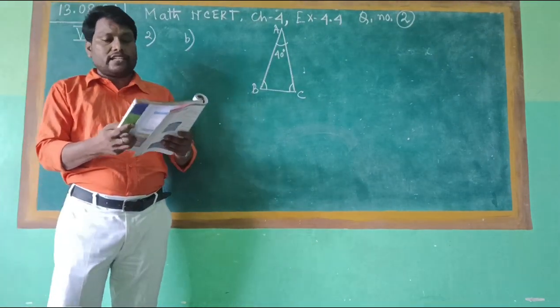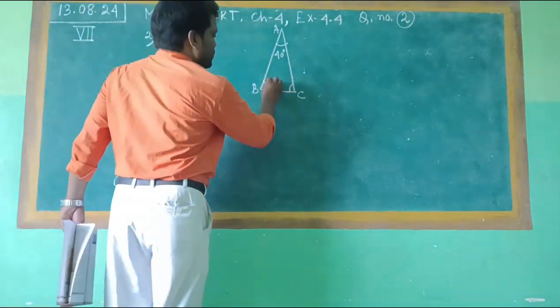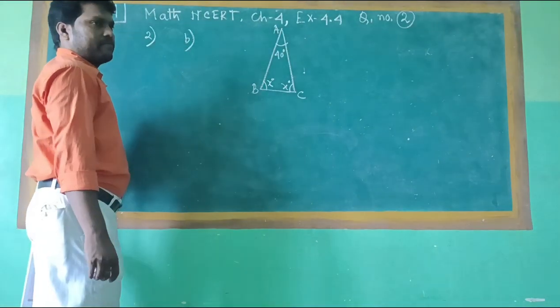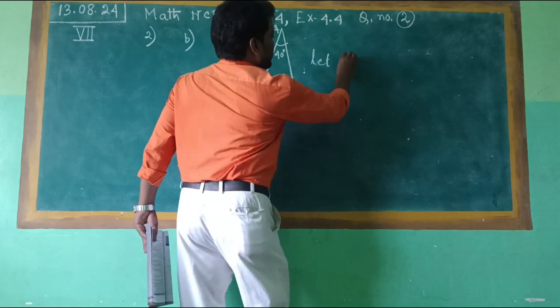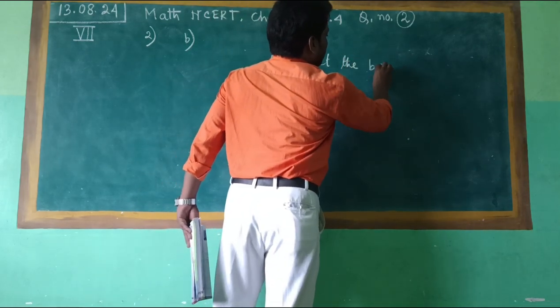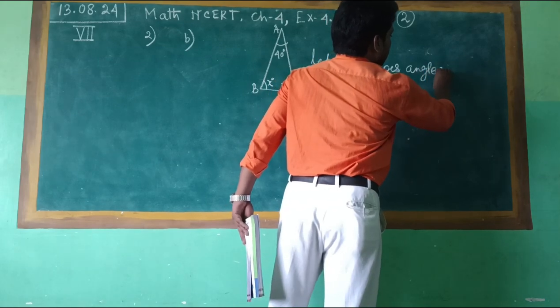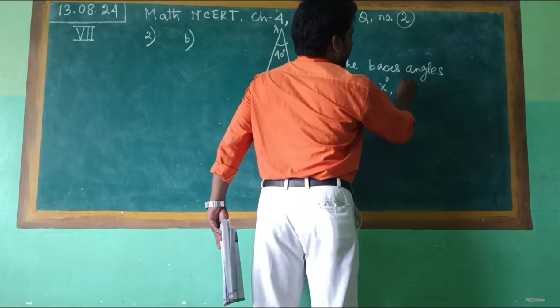What are the basis angles of the triangle? Suppose x degree, basis angles. Okay? So now write, let the basis angles are x degree and x degree.